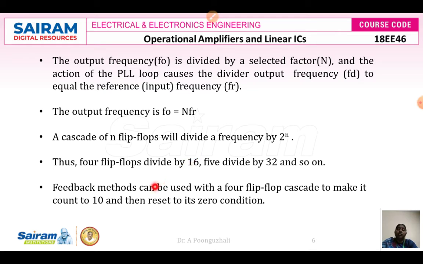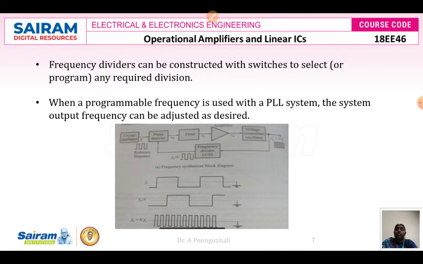So if I don't want the standard values 16, 32, 8, and I want intermediate values, then I can construct that using, suppose, a 4 flip-flop cascade. In that case the counter can be designed to count up to a value of 10. Once 10 is reached, I can reset to the 0 condition there. So your frequency dividers can be constructed with switches, by selecting any required division. Whichever division value I want can be set with the help of the switches there.